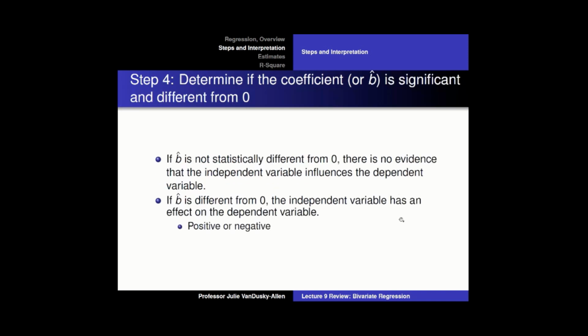The next step is determining if the coefficient or b hat is significant and different from 0. If b hat is not statistically different from 0, there is no evidence that the independent variable influences the dependent variable. If b hat is different from 0, the independent variable has an effect on the dependent variable. It's either positive or negative.